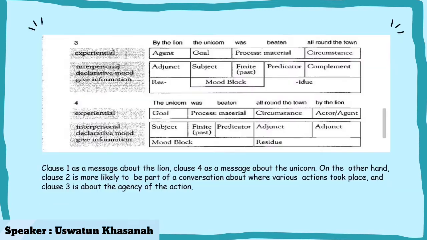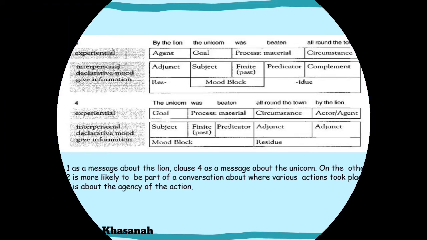As you can see, there are 4 here. The first clause is a message about the lion, and the fourth clause is a message about the unicorn. On the other hand, the second clause is more likely to be part of a conversation about where various actions took place. And the third clause is about the agency of the action.